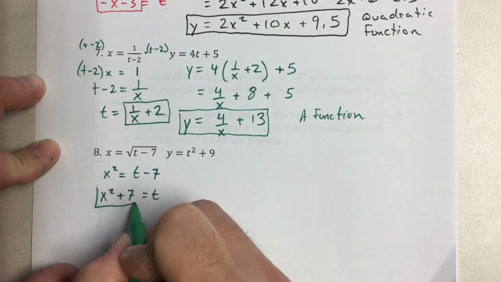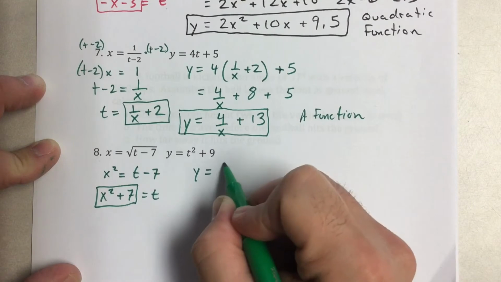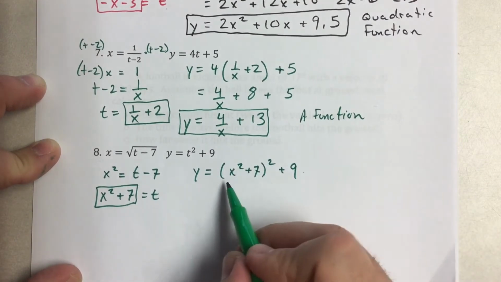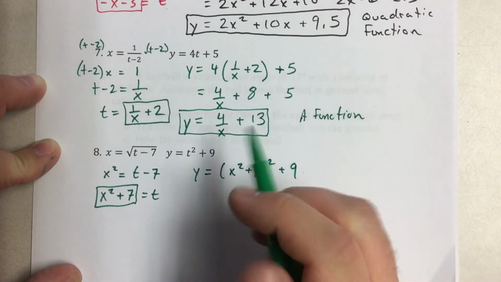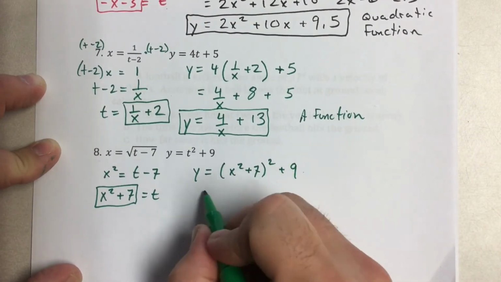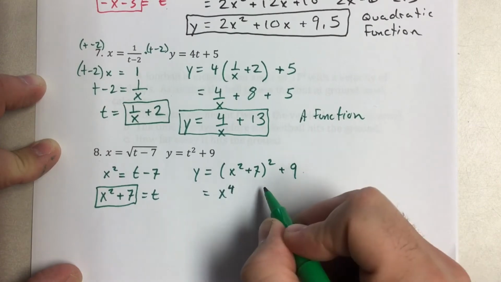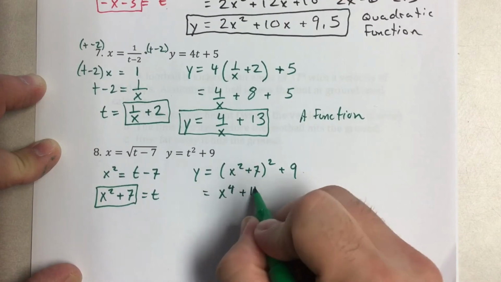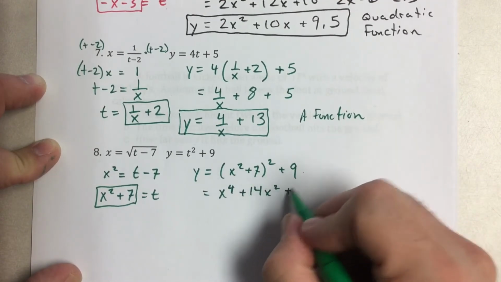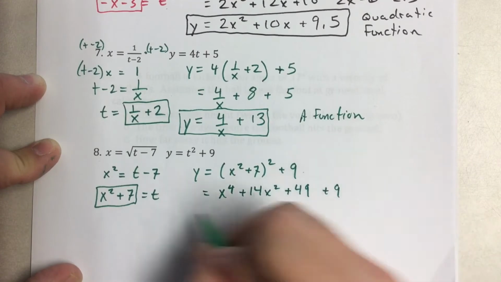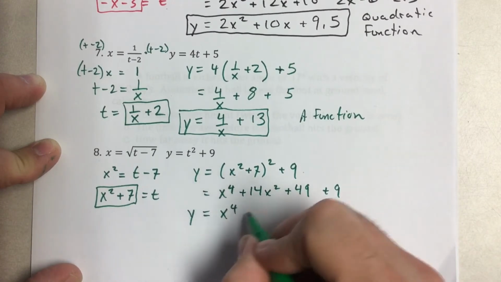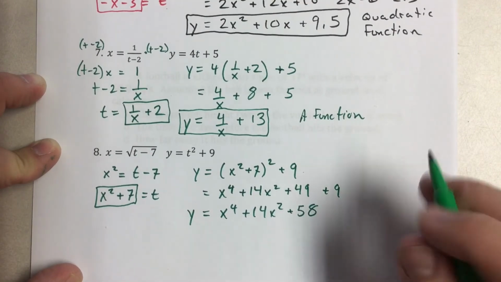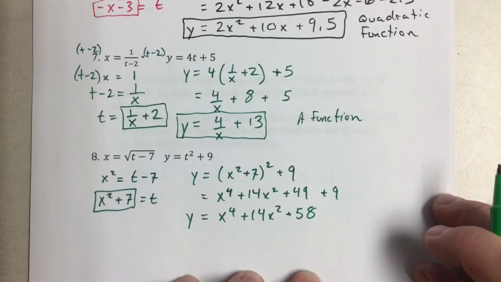That's t. Substituting this in for t, we get y equals (x squared plus 7) squared plus 9. I encourage you to write this out twice, x squared plus 7, and then multiply. So we get x to the power of 4, because x squared times x squared. We get 7x squared plus 7x squared, which is 14x squared. We get 7 times 7, which is 49. Then we add the 9, so it gives us an end result of x to the power of 4 plus 14x squared plus 58. This is a function, it's a polynomial of degree 4.